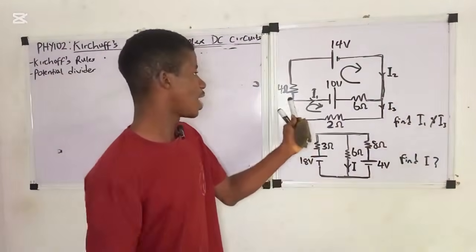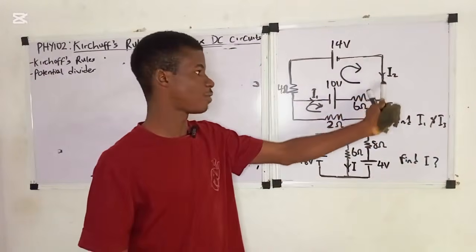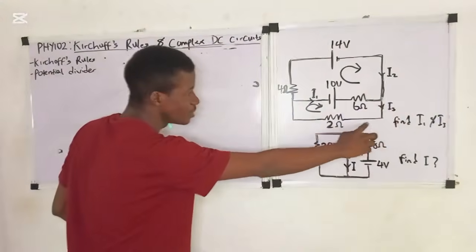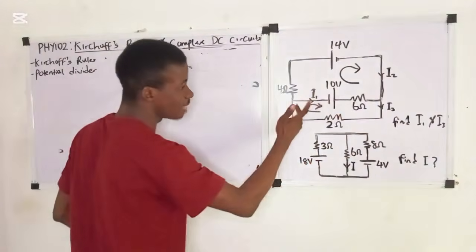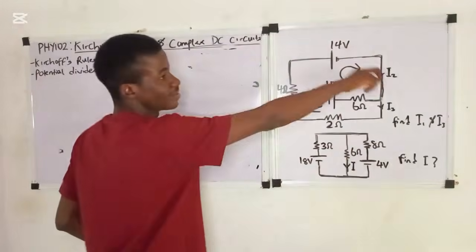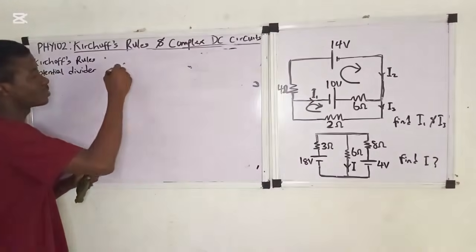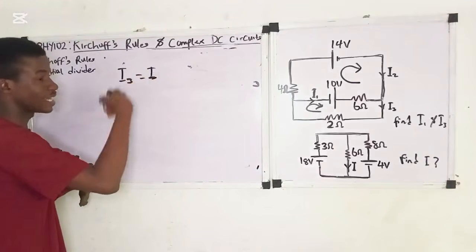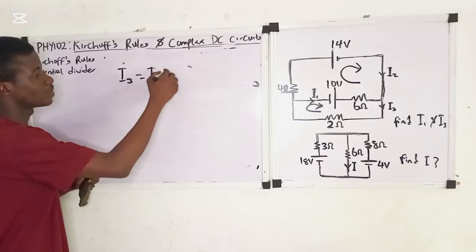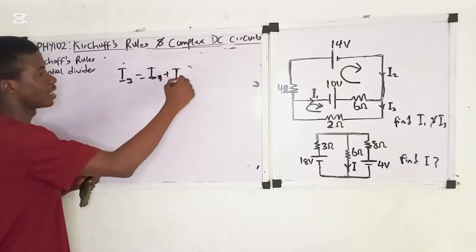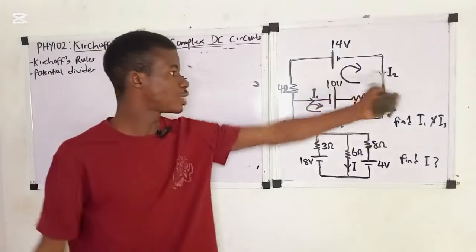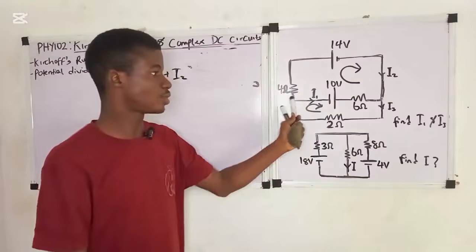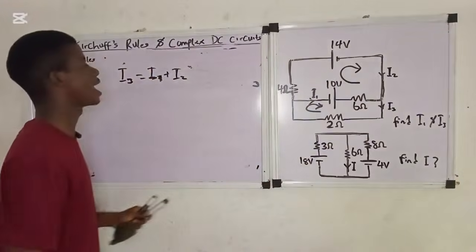Now look at it. I1 is going like this, I2 is coming from here like this, then they join to give I3. If I3 goes like this, it divides into I1 and I2. So according to the junction rule, current entering a junction equals current leaving. So I3 is equal to I1 plus I2. Both I2 and I1 join to give I3, or I3 will split into I1 and I2.